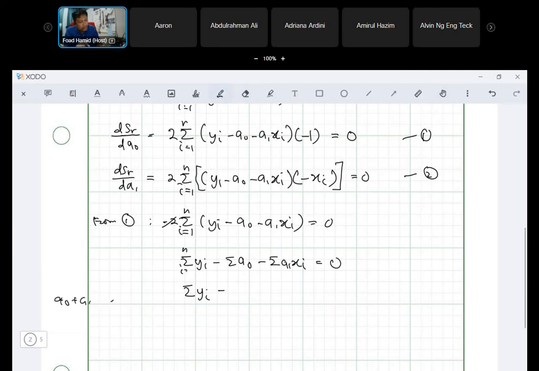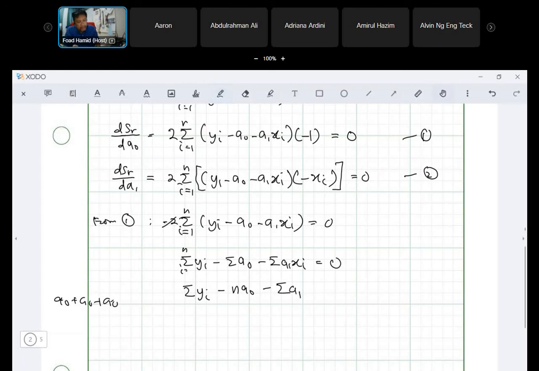So this is just a0 plus a0 plus a0. Note that a0 is a constant, right? A0 is a constant value. So it is just n times a0. And for this one, there's nothing we can do. This is still the same thing, a1.